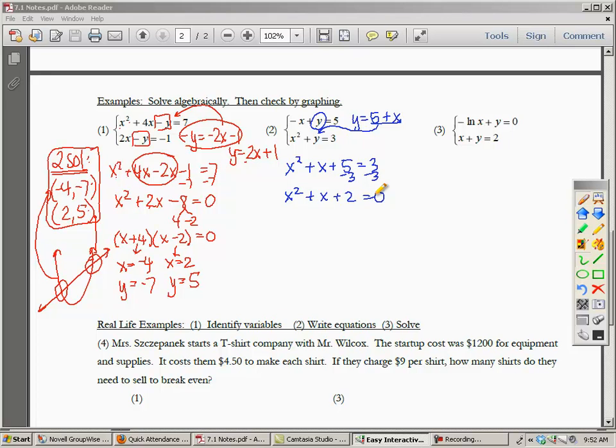All right, can we factor this? The answer is no, because the factors of 2 can never add to be 1 if it's a positive 2. So I have to do the quadratic formula. All right, here we go. Opposite of b, plus or minus the square root of b squared minus 4a times c, all over 2 times a.